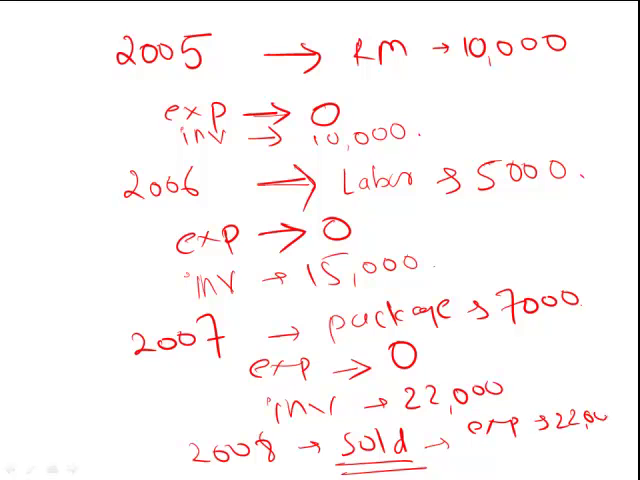But in 2008, if you sold all your inventory, then your expense is going to be 22,000, which would be nothing but your COGS in that particular year. And then your value of inventory is going to be 0. If your selling price was more than 22,000, it would be a profit. If it was less than 22,000, it's going to be a loss. That's it. Are we clear?